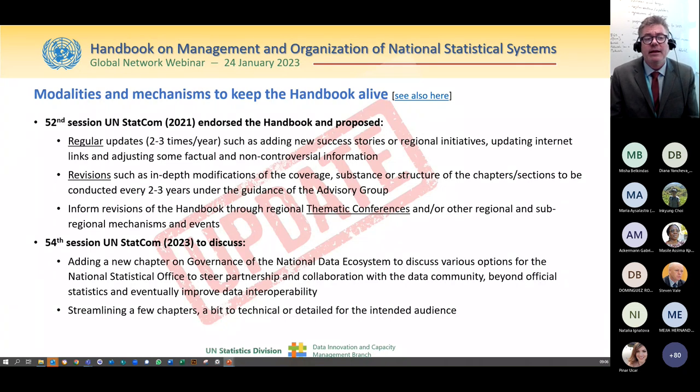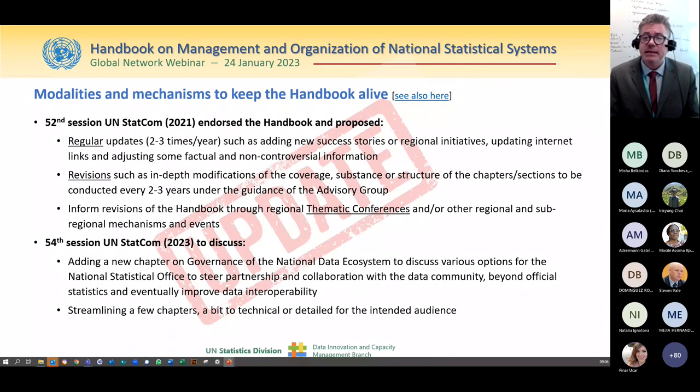The 52nd session of the UN StatCom actually endorsed the handbook, as was mentioned before by Alex. But the 52nd session also told us that we had two different kinds of work to be done on the handbook to keep it relevant. The first one is what we call the regular updates, and these regular updates we can do 2-3 times a year. For example, adding a new success story, regional initiatives, updating internet links, and some other factual information that we could just update. It could also be a mistake that we can correct very quickly.